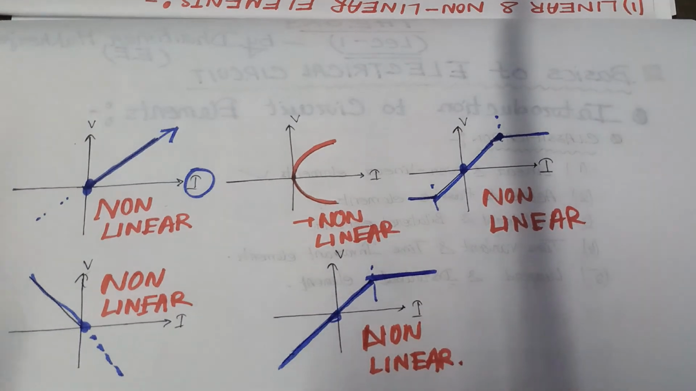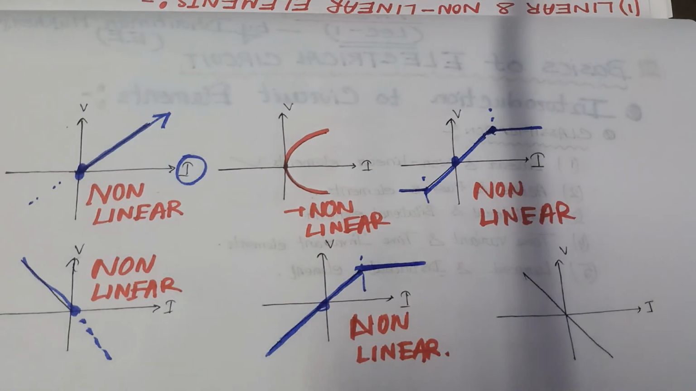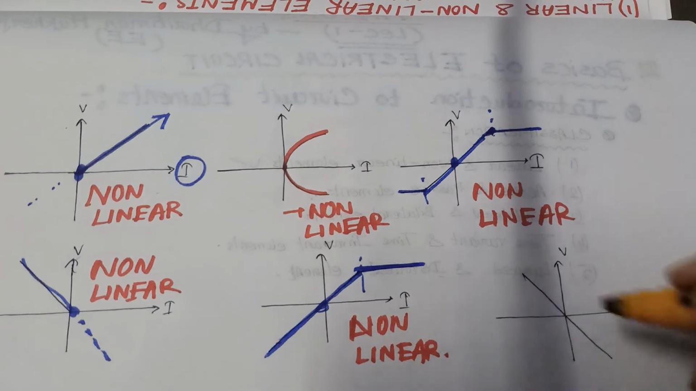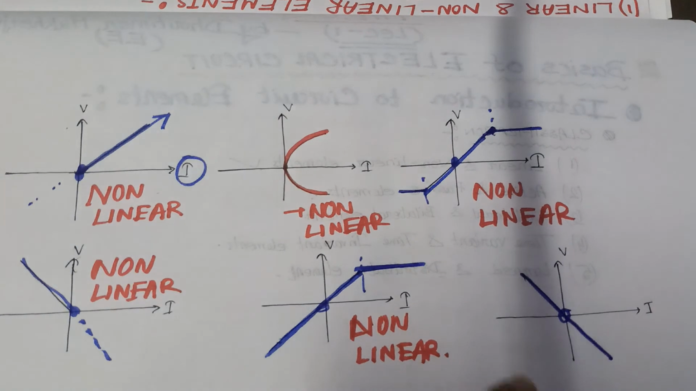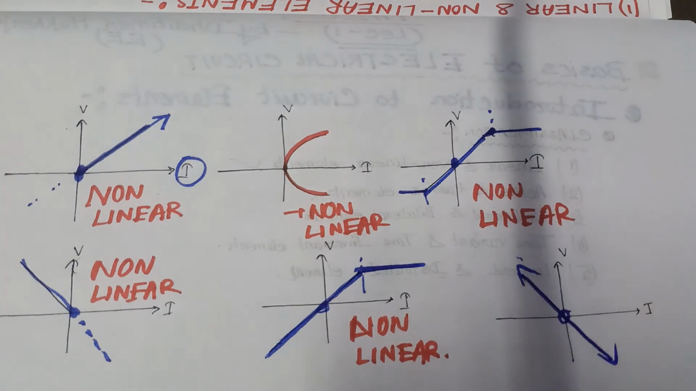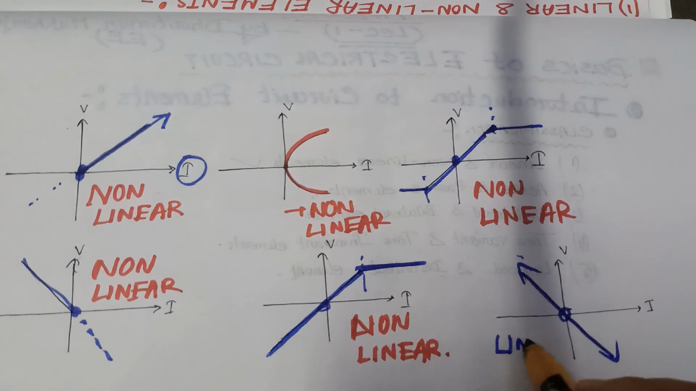Clear or not? And in this sixth example, the straight line is following only one equation, passing through origin, and for all time. So it is linear.